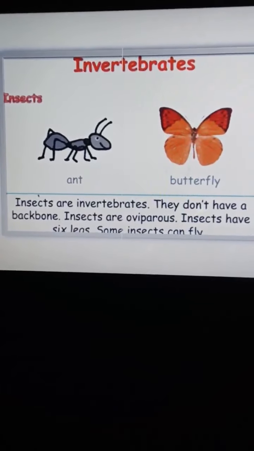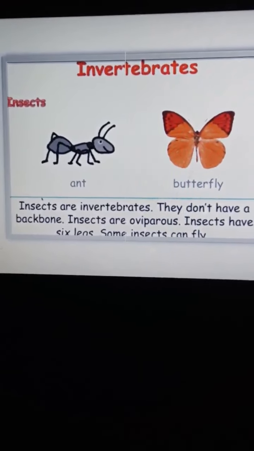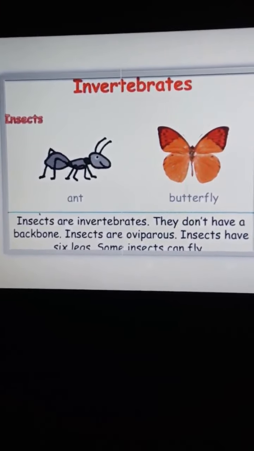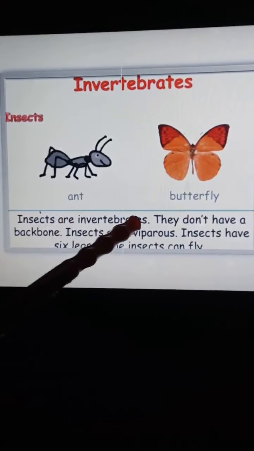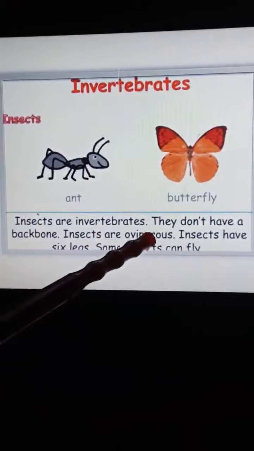So what are insects? First we'll understand the insects, then their body structure, then all those functions of which I talked about. They are invertebrates. They don't have a backbone. They are oviparous.